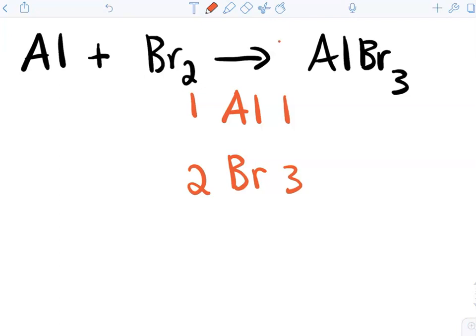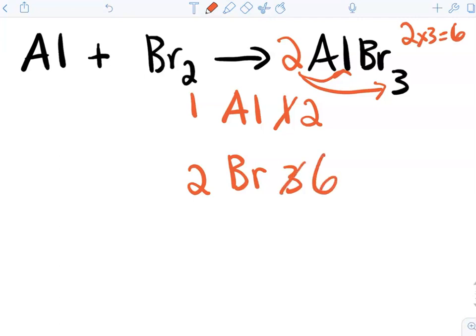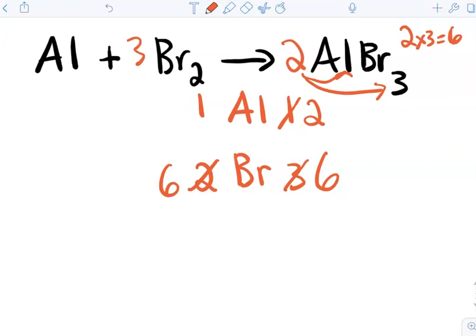Well, a 2. So if I put a 2 here, I now have 2 aluminums, and then don't forget, we have to distribute. So 2 times 3 is going to be 6 bromines. If I come over to the other side, 3 times 2 is going to be 6. Those are now balanced, but my aluminum's not. So I need to figure out what can I put in front of the aluminum. Well, a 2. And now we are balanced.